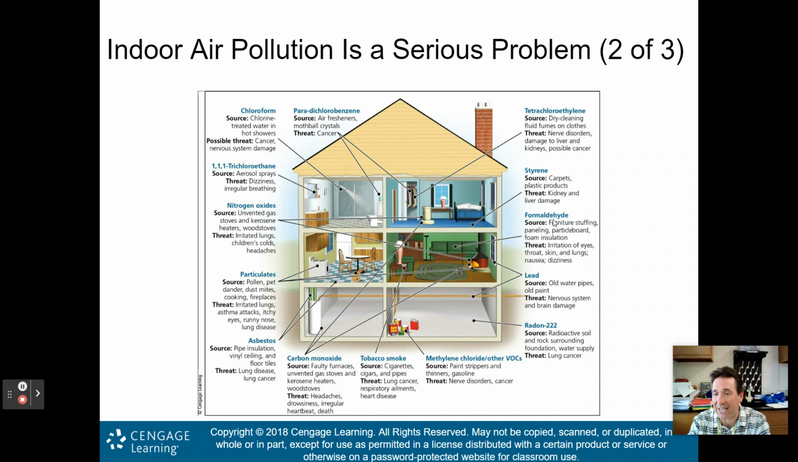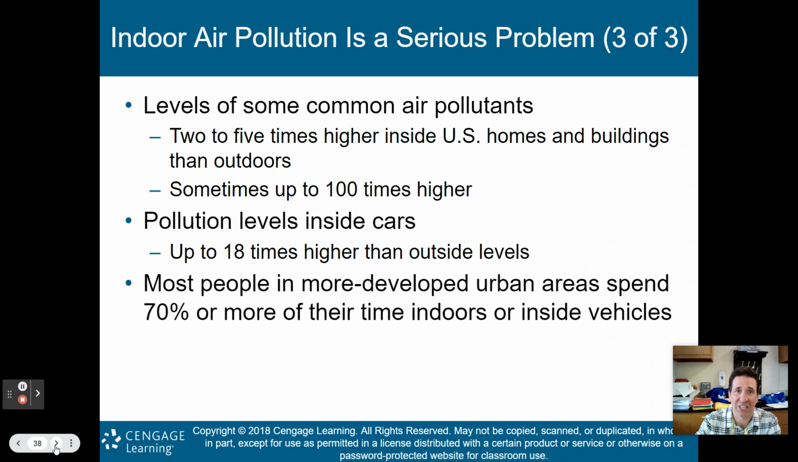Here's the formaldehyde I just spoke about. Furniture stuffing, paneling, particle board, foam insulation, right, is all formaldehyde, et cetera. So again, have a general idea of some of these indoor air pollutants, things in our homes right now that could produce serious air pollution problems. Again, obviously know a few of these just in case you have to pull them out on an FRQ.